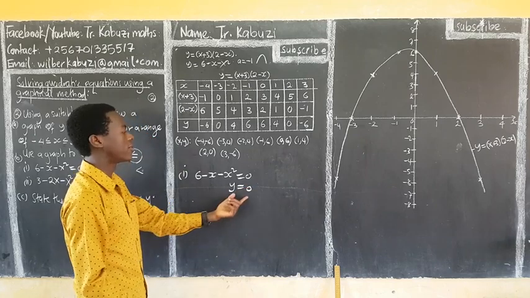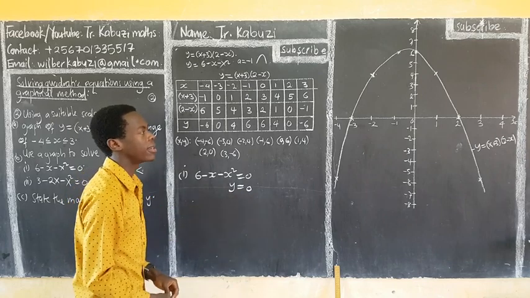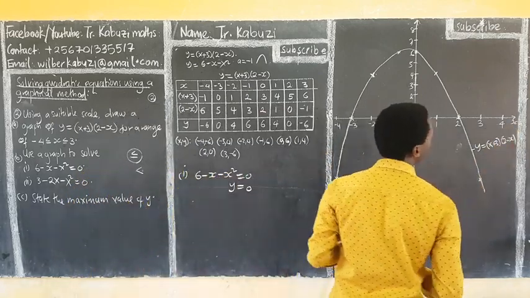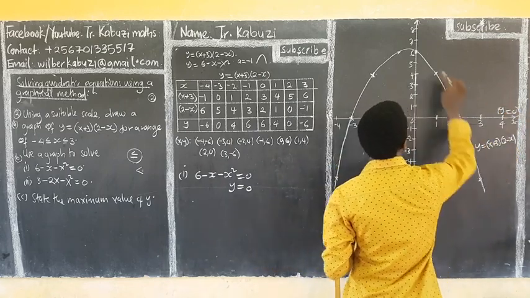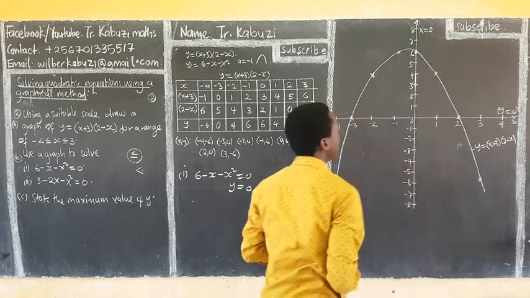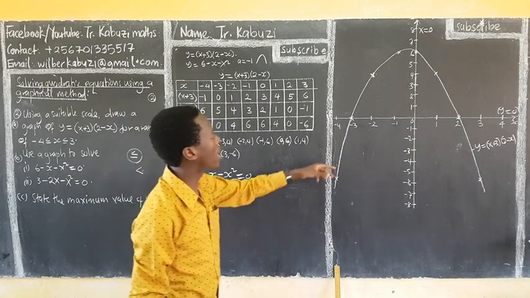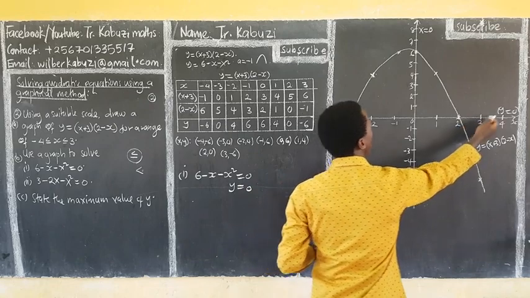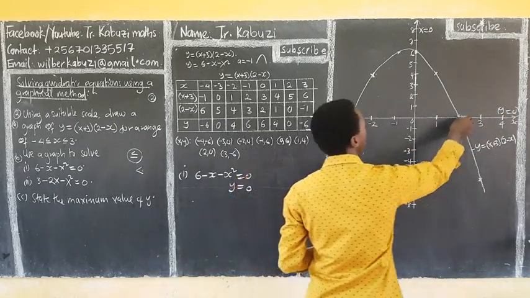So if y is equal to 0, they want us to solve where this curve is touching the line y equals 0. You just come to your graph there. We say that we don't call this the x-axis, we call it the line y equals 0. And we don't call this the y-axis, we call it the line x equals 0. So you want to solve when y is equal to 0. Now you come where this curve is touching this line y equals 0. It's touching it at 2 points: this one, and then this.